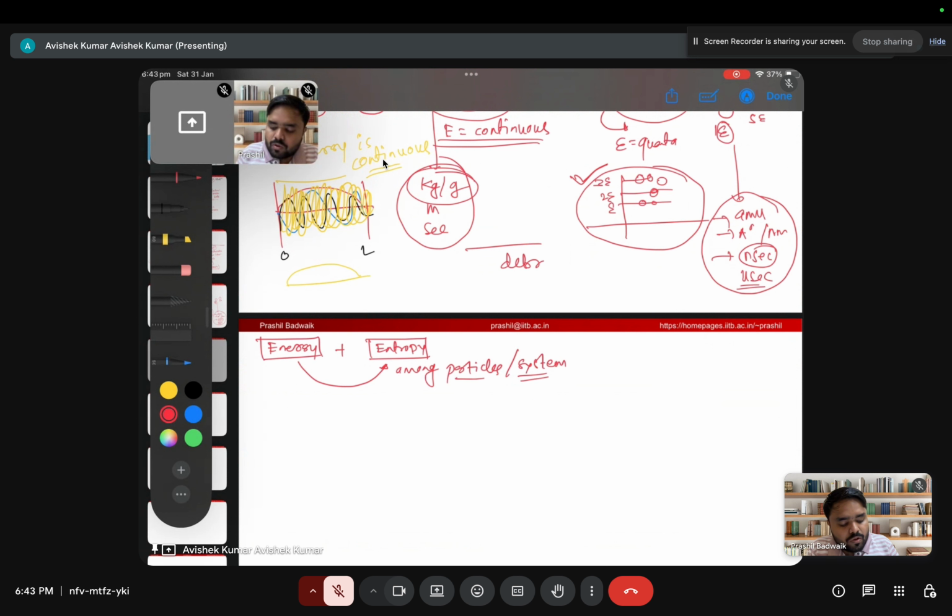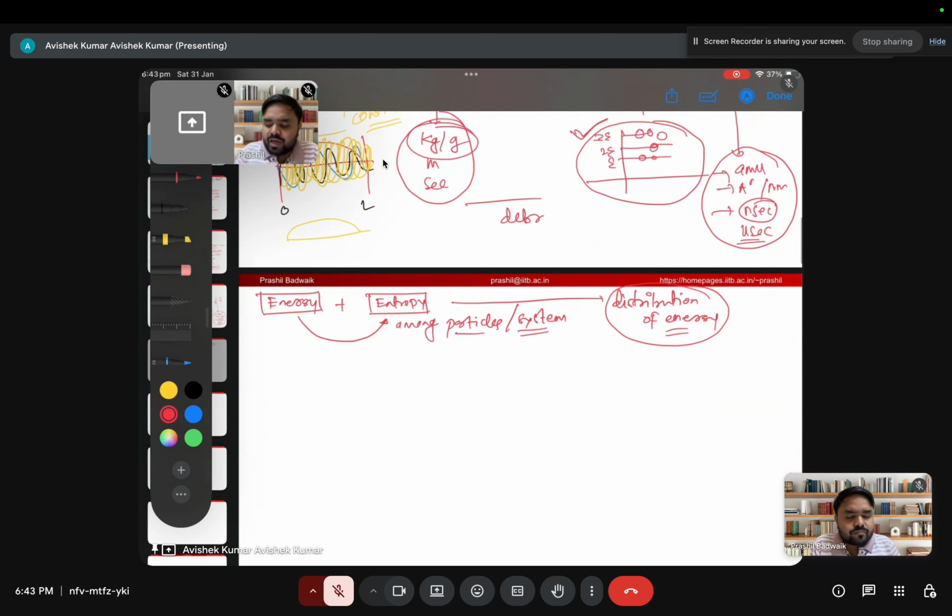So distribution of energy is something that is related over here. This talks about the distribution of energy. Now we have said one term, that is distribution, and based on that distribution you will be having a probability of a particle staying in that particular energy state, correct?